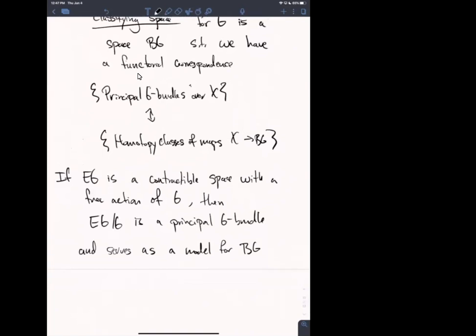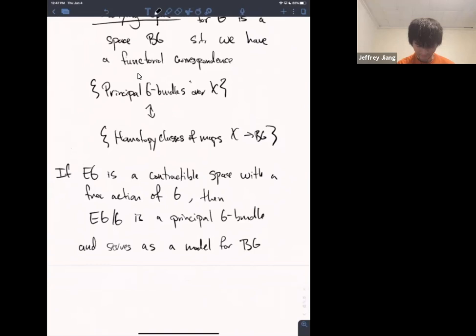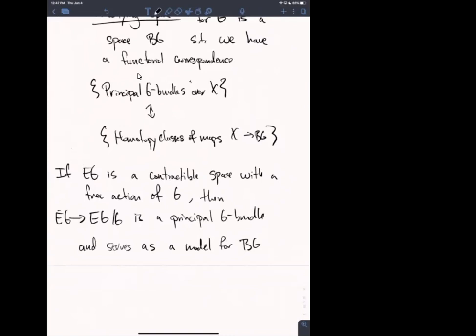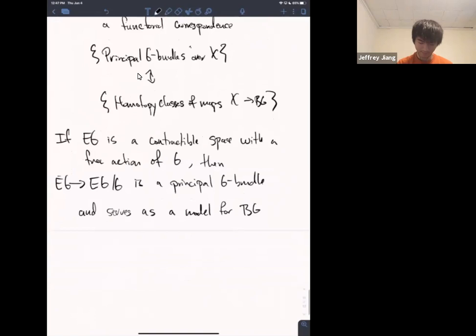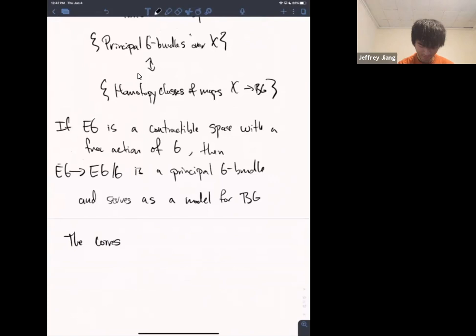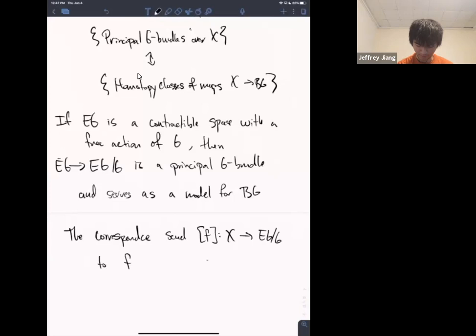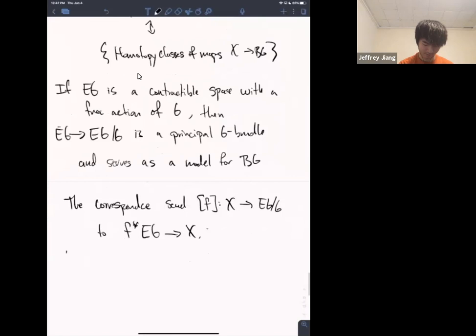Yeah, Frank, it's not EG mod G that's a principal G-bundle. Well, EG is a principal G-bundle over BG. Sorry, EG to EG mod G. Yes, yes, sorry. And then the correspondence sends some homotopy class of maps from X to EG mod G to the pullback bundle. So this is a principal G-bundle over X. We'll usually define these together, so we'll call EG to BG, which is defined to be EG to EG mod G, the universal bundle.